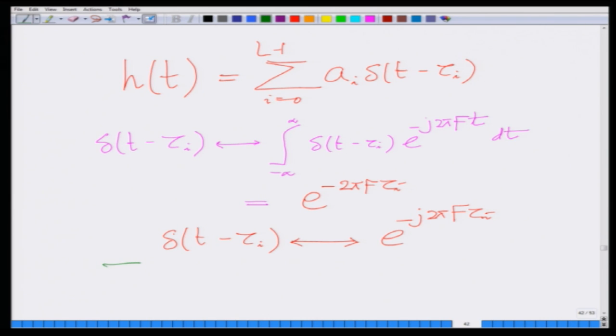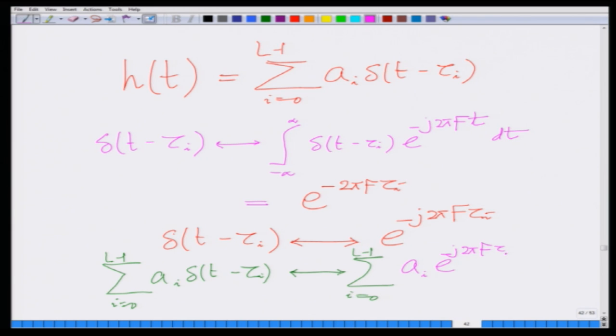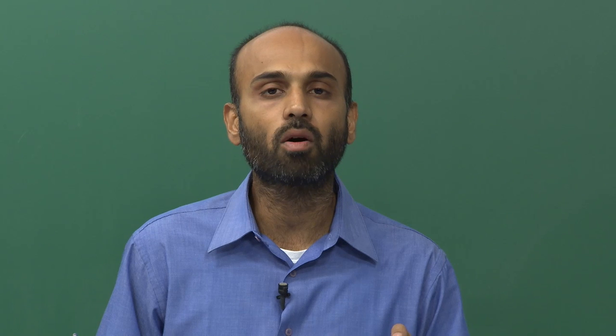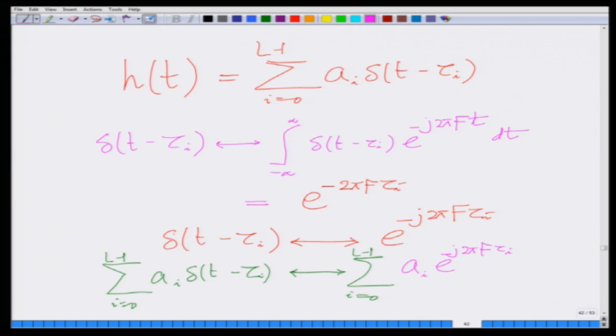So, each delta(t minus tau_i) has a Fourier transform which is e to the power of minus j 2 pi f tau_i. Therefore, summation i equal to 0 to L minus 1 a_i delta(t minus tau_i) has a Fourier transform which is summation i equal to 0 to L minus 1 a_i e to the power of minus j 2 pi f tau_i. So, this is the Fourier transform.